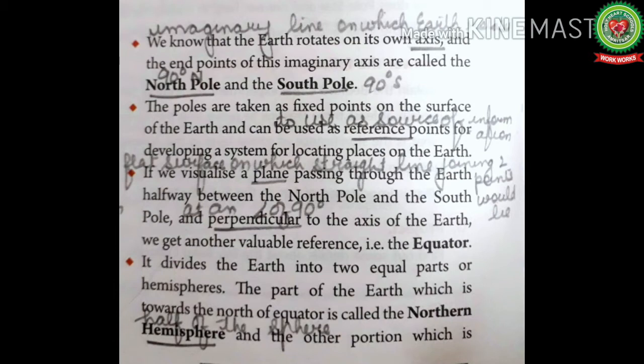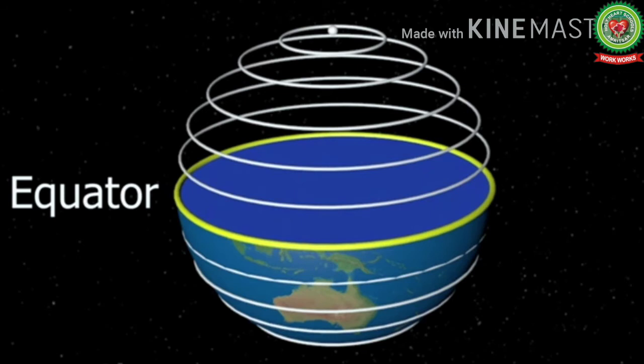Reference means to use as a source of information for developing a system for locating places on the Earth. The poles are the naturally given two fixed points on the Earth's surface that help us to locate a place on the Earth. If we visualize a plane, meaning a flat surface on which a straight line joining two points would lie, passing through the Earth halfway between North Pole and South Pole, perpendicular, meaning forming an angle of 90° to the axis of the Earth, we get another valuable reference, that is the equator.